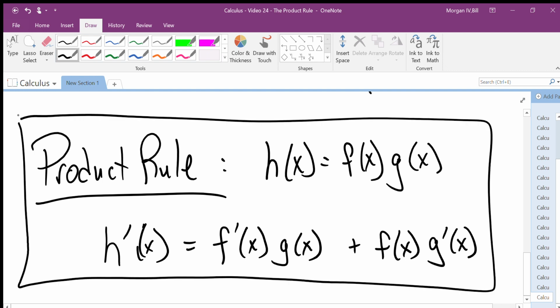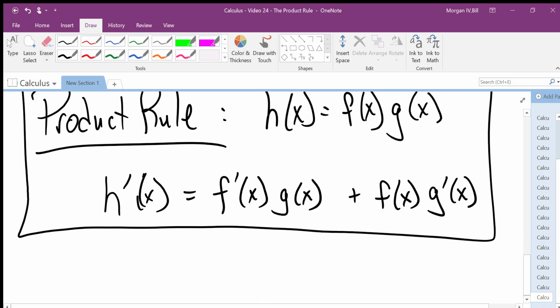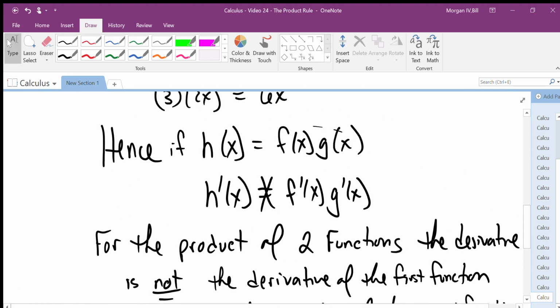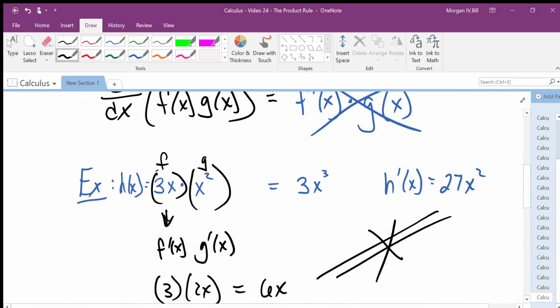We will use that over and over and over again in this class, in Calc 2, Calc 3 as we move on. So we need to know this. This is added to the list of all the derivative rules we need to know. Power rule, constant rule, the derivative of e to the x, and now product rule. Let's go back to our simple example up here of h of x is equal to 3x times x squared, where we know the derivative had better be 27x squared, because we were able to multiply it and then just do the power rule.